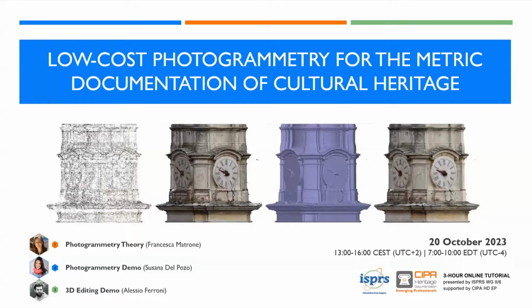And today we have this webinar and tutorial called Low-Cost Photogrammetry for the Method Documentation of Cultural Heritage. This webinar is organized by the ISPRS Commission 2 Photogrammetry, and especially Working Group 6, Cultural Heritage document data acquisition and processing. We also collaborate with CIPA Heritage Documentation Emerging Professionals, which is more or less the youth branch of CIPA, to organize this webinar. So it's my pleasure to welcome all of you for this 3-hour online webinar and tutorial.